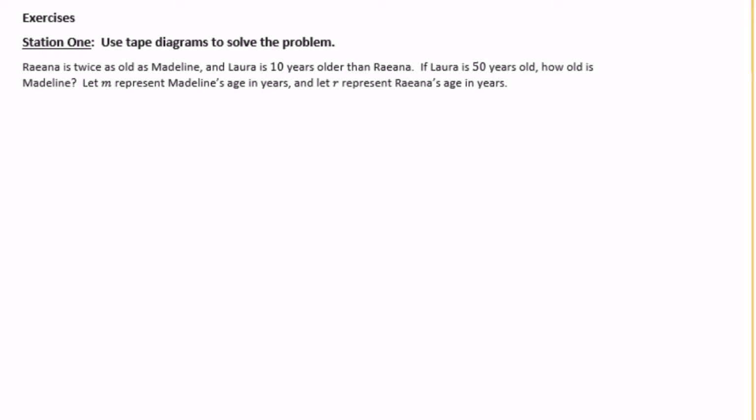Okay. So Rihanna is twice as old as Madeline. So let's do R, M, and L. So we can do 3 tape diagrams. So Rihanna is twice Madeline. So I'm going to do hers and put 2 M's in there.